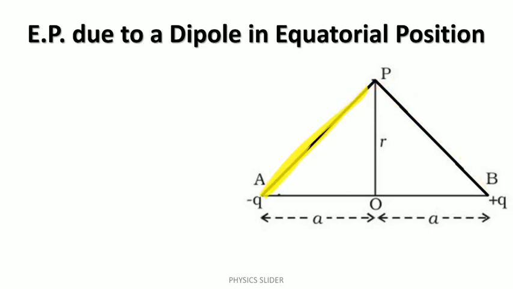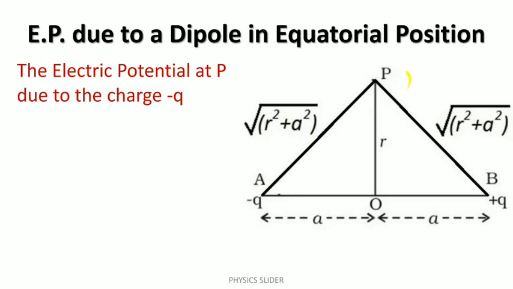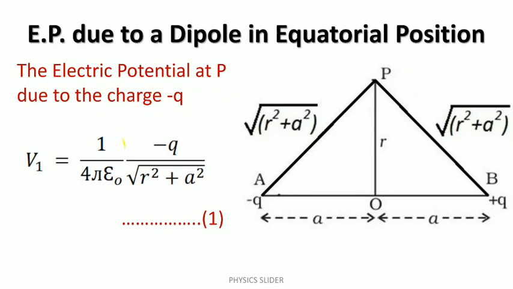So let's find out this distance. This distance, with the help of Pythagoras theorem, will be under root r square plus a square. In the same way, this will be under root r square plus a square. Now find out, due to this charge minus q, the potential at p. This will be the electric potential at p due to the charge minus q: 1 upon 4 pi epsilon naught, charge minus q upon distance, which is under root r square plus a square. Let us consider this as equation 1.